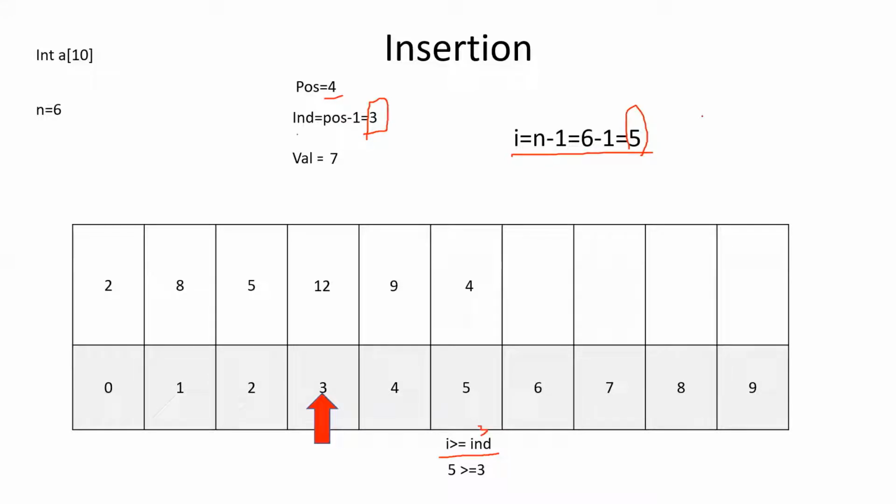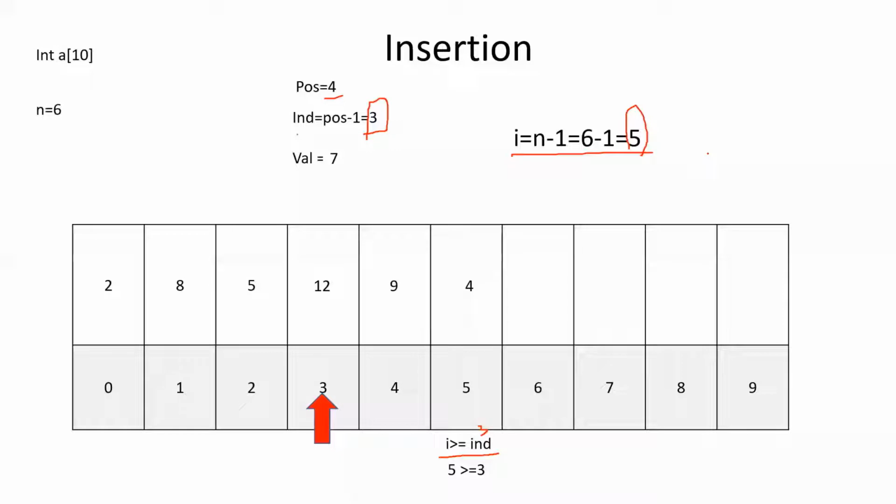Tell me whether 5 is greater than or equal to 3. Is it greater? Yes, ma'am. So what we have to do? What is the next step? I had told the next step, A of I plus 1 equal to A of I. What is the meaning of A of I plus 1 equal to A of I? What is the current A of I? If I value is 5, what is A of I?